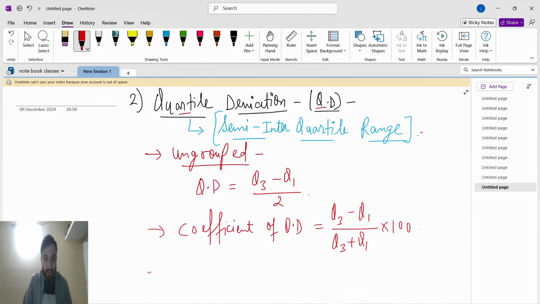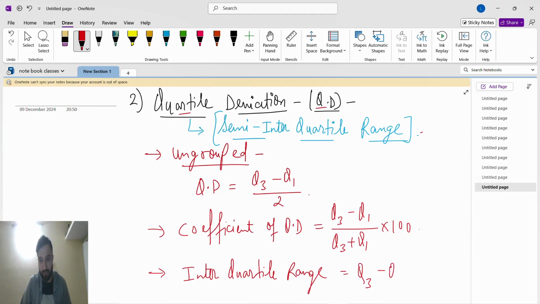And one more thing they will ask is to find the interquartile range. The interquartile range formula is Q3 minus Q1. It's not divided by 2. It is just Q3 minus Q1.